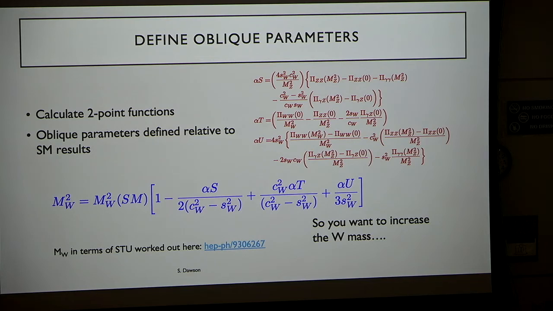When you do a global, that's irrelevant, Tom. Tom, that's a stupid question. It doesn't matter. It doesn't matter. It feeds into the global fits.